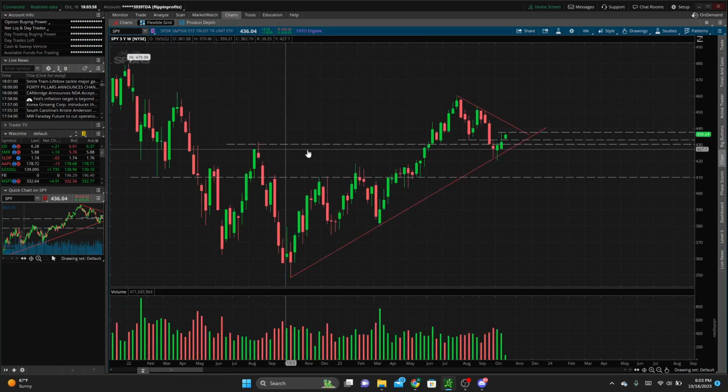For example, this level here, around 430, yes, you can see we wicked up above it, but we rejected off that area. And you can see over here we wicked above it, but we closed below it. And then you can see that we support it. Here we wicked above it, but closed below it. That's all valid to me.